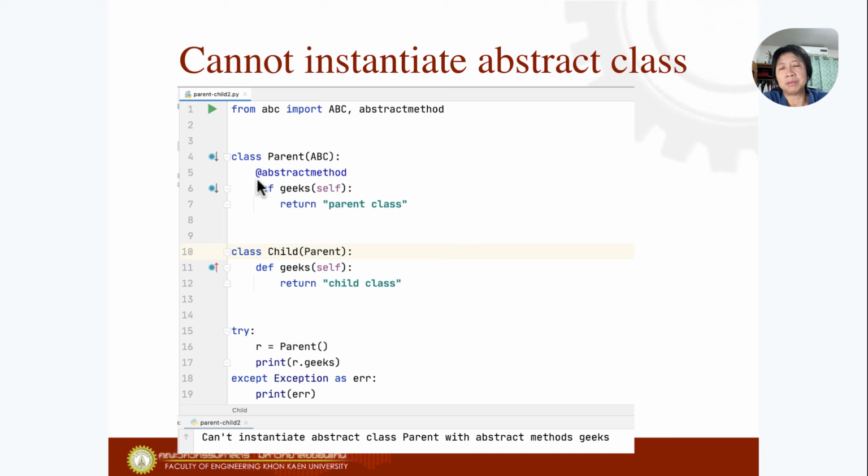But let's see this example. In this example, parent is an abstract class, and it also has geeks as an abstract method, because we have an abstract method decoration here. And class child is a subclass of parent, and in this method geeks, it returns child class. And here, when we try to create the object of parent, we cannot do that because we cannot create an object of an abstract class.